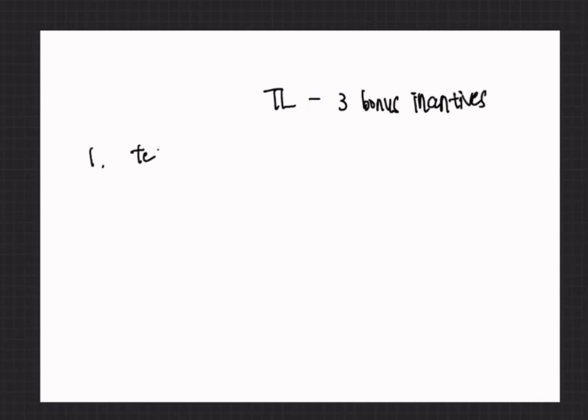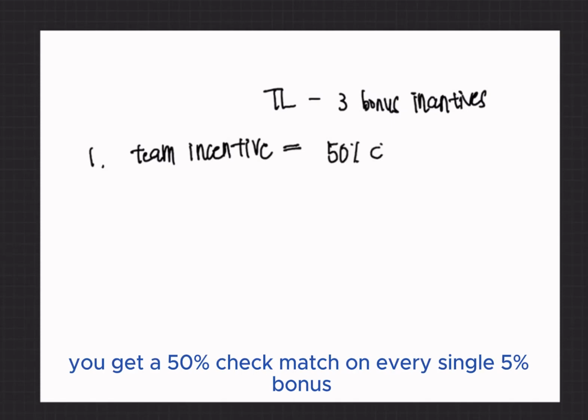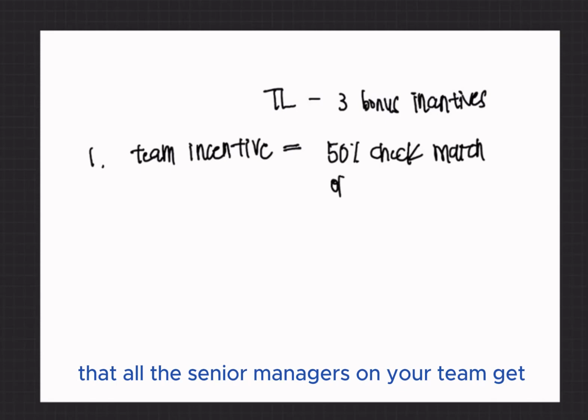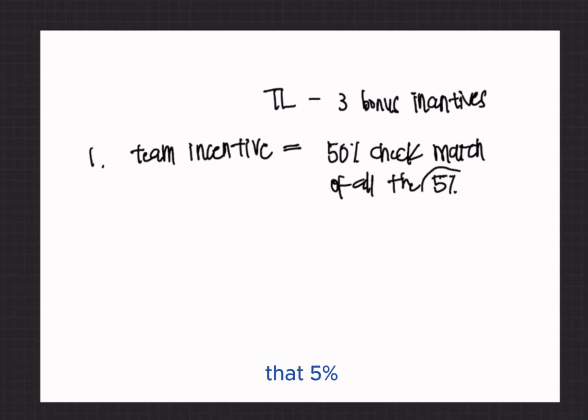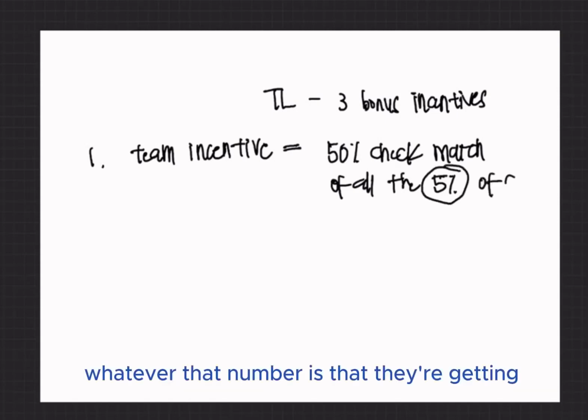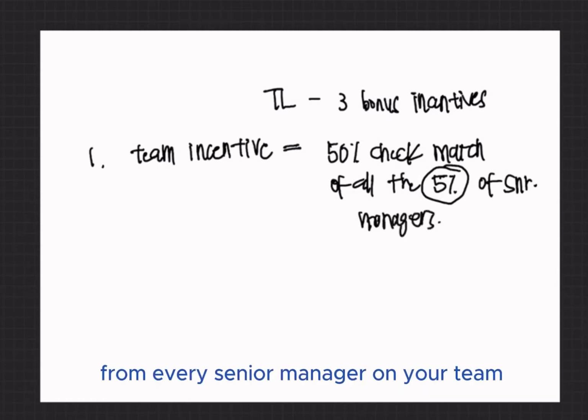Those are the team incentive, for building your team, you get a 50% check match on every single 5% bonus that all the senior managers on your team get. Remember, senior managers get 30 plus 5, right? That 5%, whatever that number is that they're getting, you get a 50% check match from every senior manager on your team.